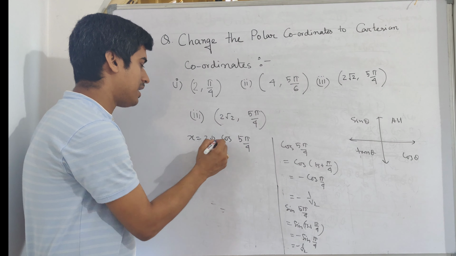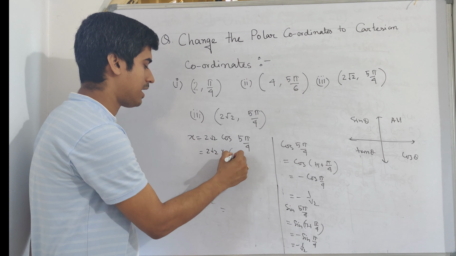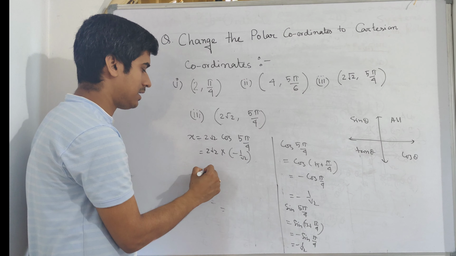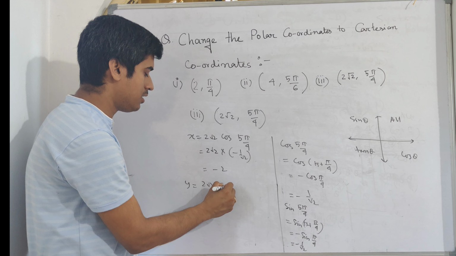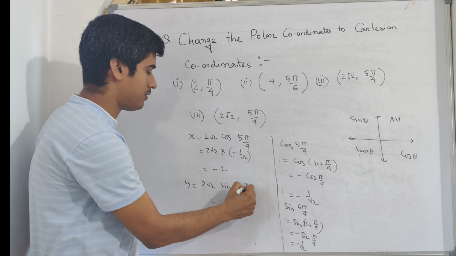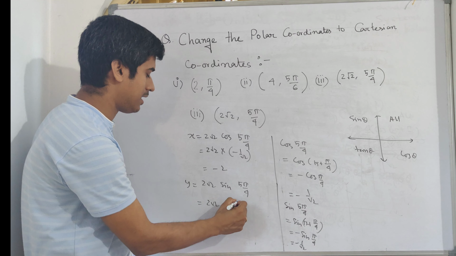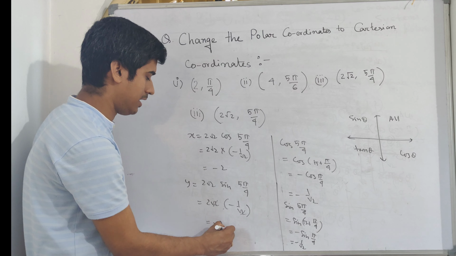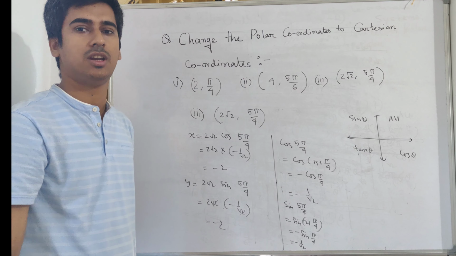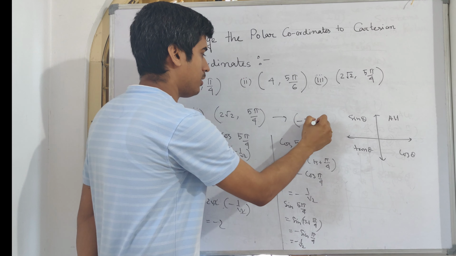So putting the value of cos 5 pi by 4, we will get 2 root 2 into minus 1 by root 2, that is minus 2. y equals 2 root 2 sin 5 pi by 4, that is 2 root 2 into minus 1 by root 2, that is minus 2. So the Cartesian coordinate of the given point is (minus 2, minus 2).